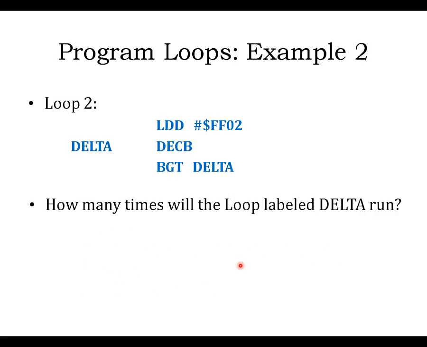Now, in example 2, we have another branch, pretty much a similar thing. As you can see here, if the branch occurs, line 2 and line 3 will be the part of the loop, right? Line 1 is outside the loop, but line 1 has a lot of things to do, because that line is loading something into accumulator D. That means accumulator A has FF, and accumulator B will have 02. And in line 2, you are decrementing D.